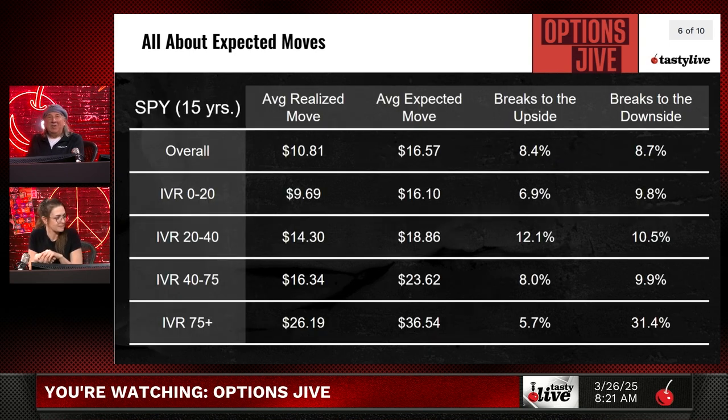So then we went back and looked at the SPY in 15 years, and there's a lot in this one. The average realized move, the average expected move, the breaks to the upside, and the breaks to the downside. This kind of defines where we are right now. We're in the 0 to 20 because vols come down a little bit. But we've been in that 20 to 40 range. You can see how the risk goes up pretty significantly in that 20 to 40% range, on both sides, actually.